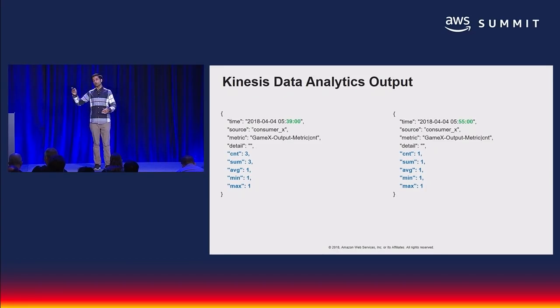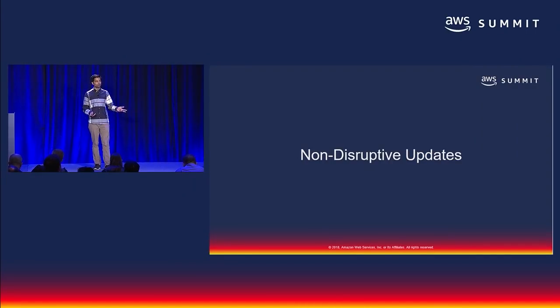But what if a game team goes and adds another metric they want to aggregate by? We don't want to go and restart our applications because that would disrupt the existing streaming aggregations that are occurring. And we didn't want to do that. So how do we achieve this? How do we achieve non-disruptive updates in our system?